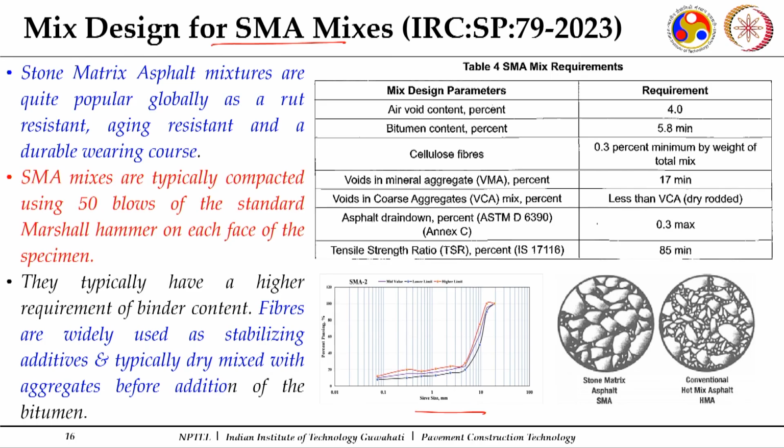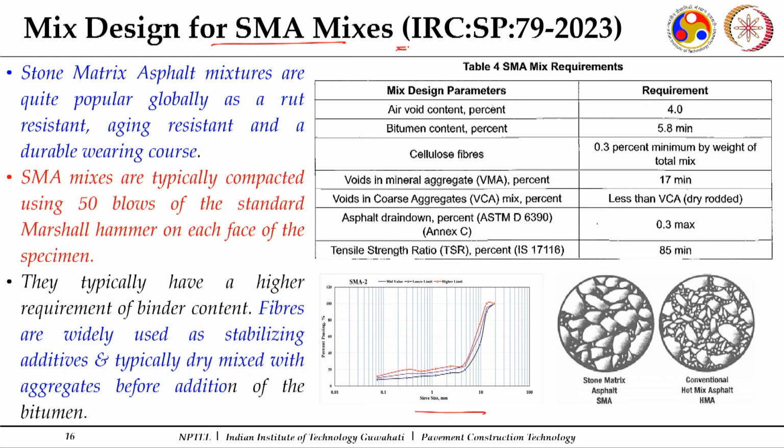A particular size is getting reduced so as to bring more contact between the coarser aggregate particles. And SMA, stone matrix asphalt, is a mix which is getting quite popular, specifically because of its high rut resistance, aging resistance and its high durability. So especially nowadays for flexible pavements having design traffic more than 50 MSA, it is always recommended to use SMA as a wearing course. And while compacting this particular one, the guideline to be followed is IRC SP 79 2023.